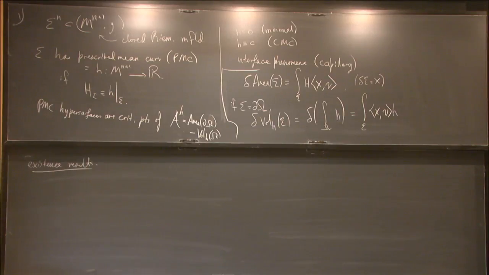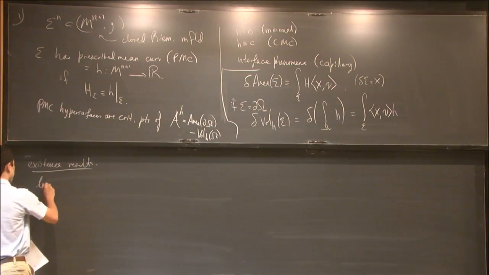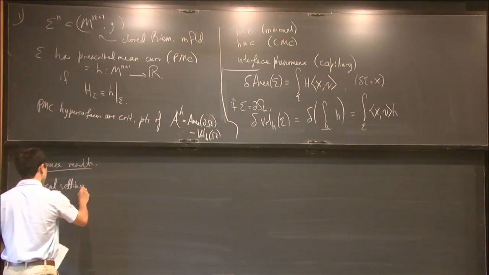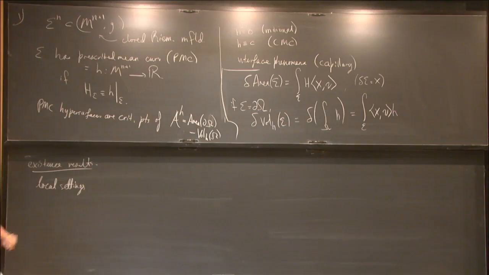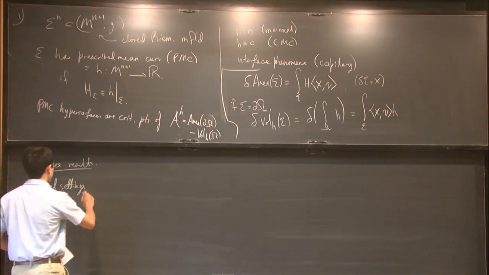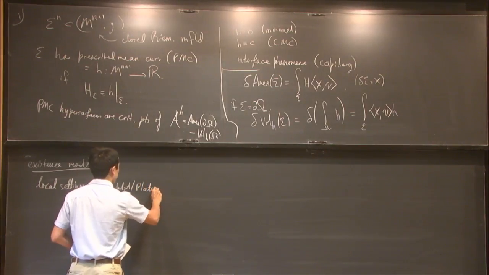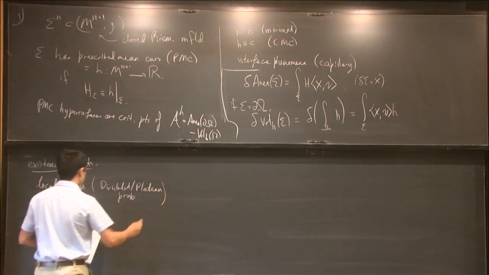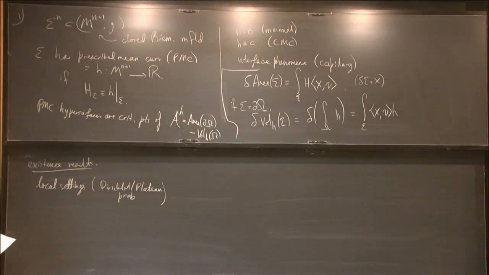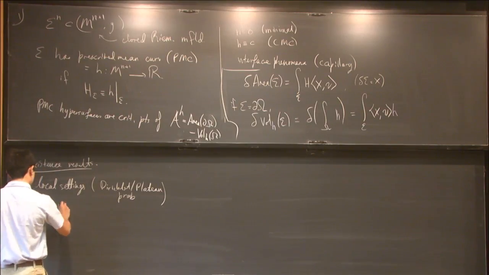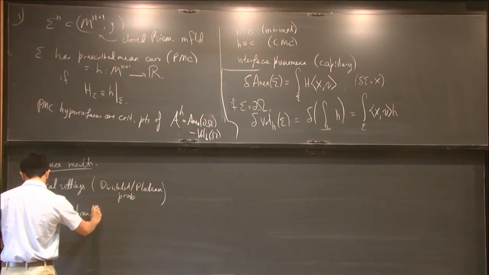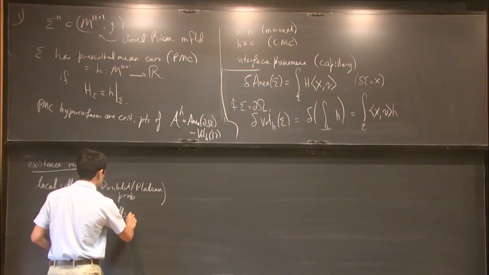So again, just for a little bit of a review, in the local setting, there's quite a bit of work done. Of course, both in these constant cases of zero or constant mean curvature, but also in the more general case of having a prescription function. So by the local setting, I really mean the Dirichlet or plateau problem. And again, I'm going to skip over a great many works, but let me just mention a few names to say that I did. So Hildebrandt, Gulliver, Joel Spruck.